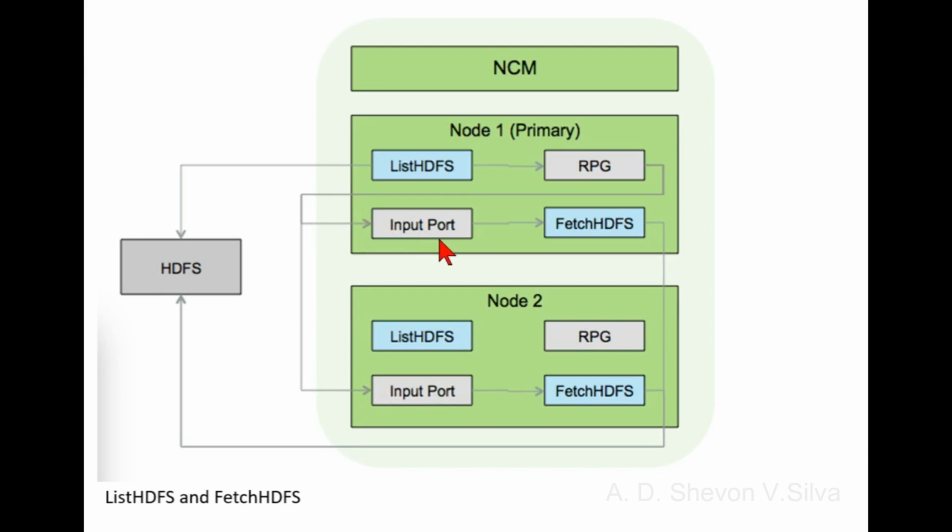This causes each node in the cluster to receive a portion of files to fetch. Each FetchFile processor can then fetch the files from HDFS in parallel.